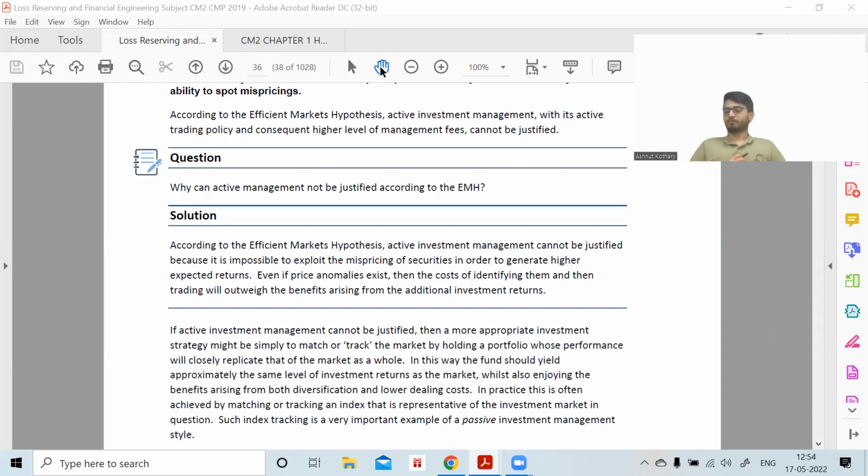I'll take this example. I've used it previously as well. Say a packet of Lay's chips. It's available at 10 rupees MRP. Okay.